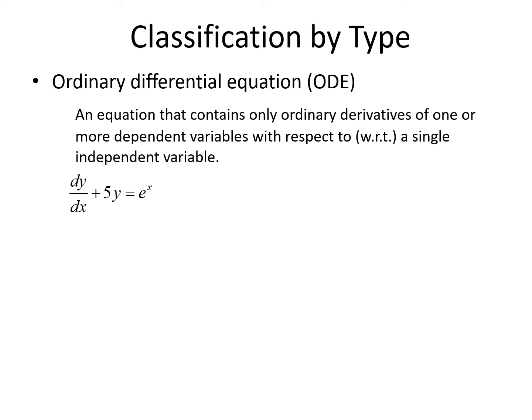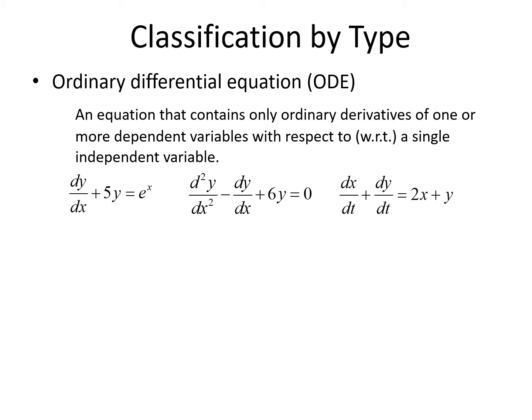So for example, dy/dx plus 5y equals e to the x, or the second derivative of y with respect to x minus dy/dx plus 6y equals 0, or dx/dt plus dy/dt equals 2x plus y. Notice for each of these examples, all of the derivatives are taken with respect to a single variable. In the first two examples it's taken with x, in the third example it's taken with t. Also notice that when we write our derivative here, we use the standard d to represent the derivative, and that's what signifies it as an ordinary derivative.